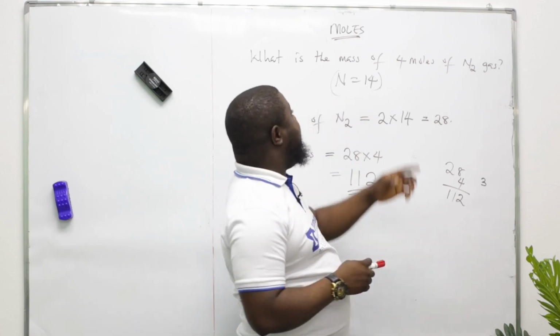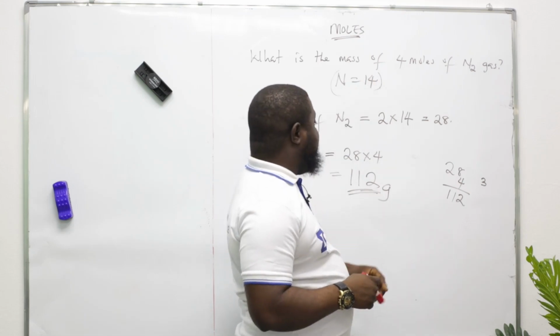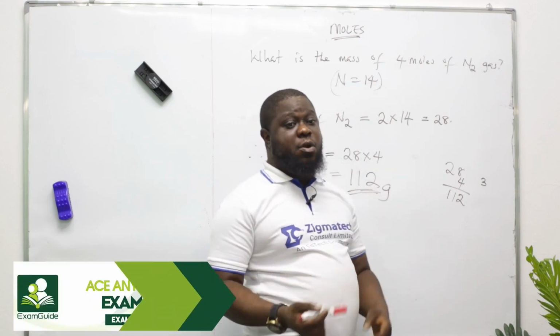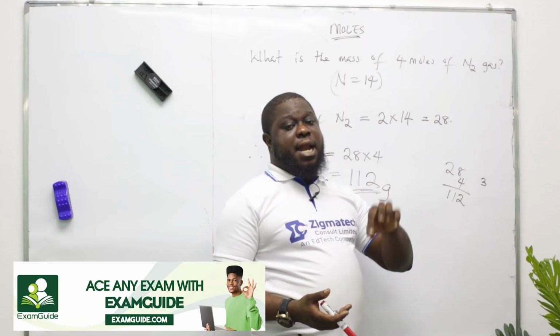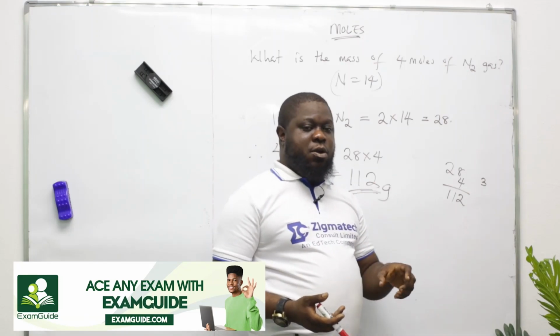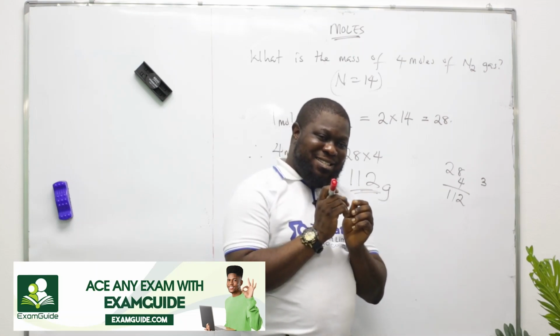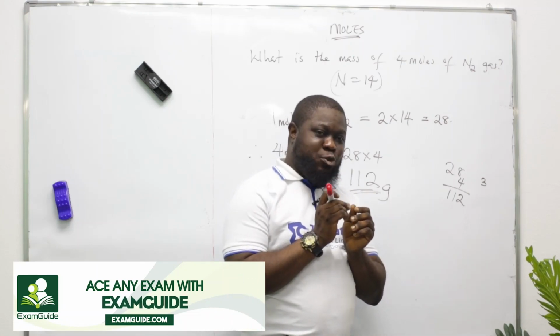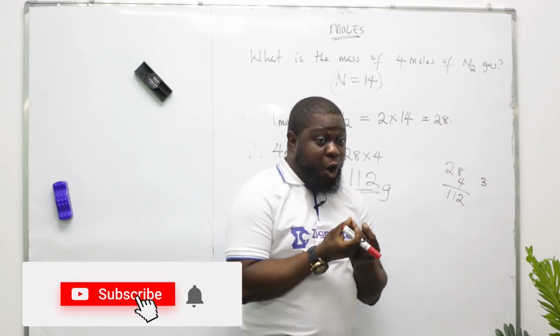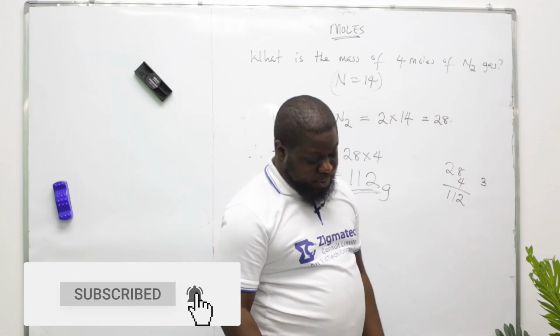Remember, we use grams for mass here, although the SI unit for mass is kilogram. The gram is smaller than the kilogram because we are dealing with particles, and particles are small. That's why we use grams.